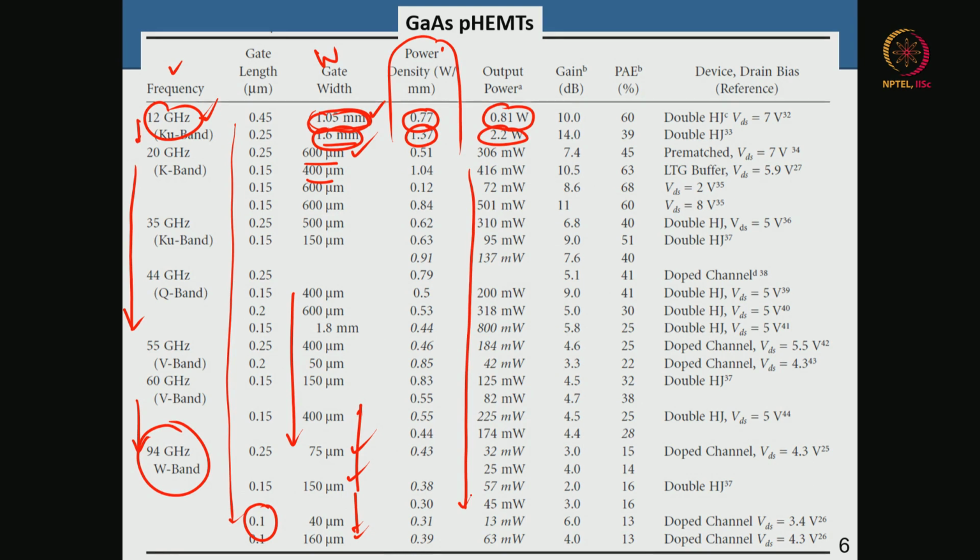Okay. When you talk about gallium nitride, you will see that the numbers are one order of magnitude larger, which means the power density for a 12 gigahertz device, instead of 0.77 or 1.37 watt per millimeter, people report 10 watt per millimeter, right. So, you can imagine the kind of power you will get in gallium nitride, that is crazy. Anyways, so gain, you can see the gain is 10 dB, 14 dB.